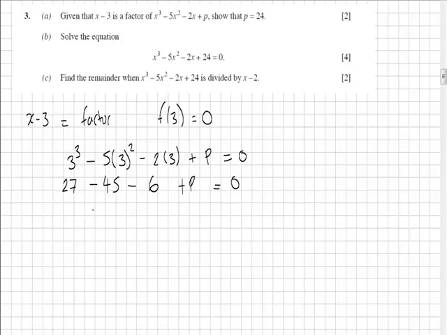0. So we have 27 minus 51 in total there, plus p is equal to 0. And we get there an answer of minus 24 plus p is equal to 0. So p must in fact equal 24.